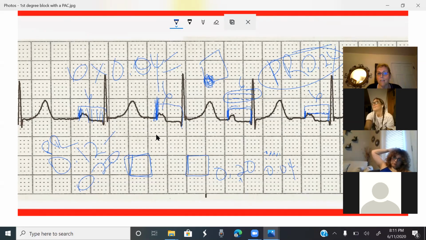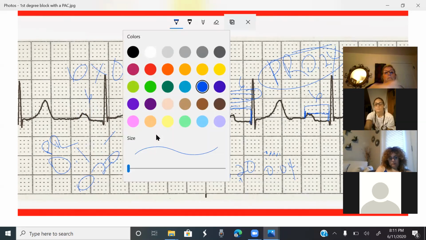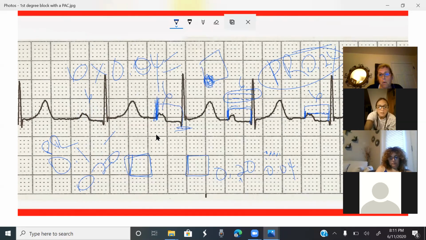QRS. Is there a QRS for every P? Do the QRSs look regular? Yeah. What is the measurement of your QRS? It should be less than 0.12. Tell me what it is, because you have to measure it. I would call it 0.04 because I can eyeball it, but you might want to check it with your calipers, because the beginning of my QRS right here to the end of my QRS is about 1 box, is it not?